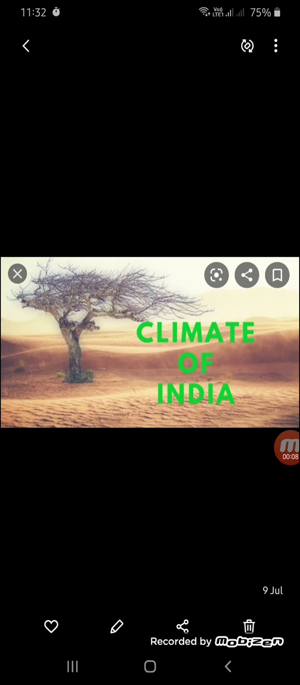Now, before we begin discussing the climate of India, I first want to discuss what climate is. Climate refers to atmospheric changes over longer periods of time, usually 30 years or more. Basically, climate is an average observation of weather over a long period of time, that is 30 years or more.